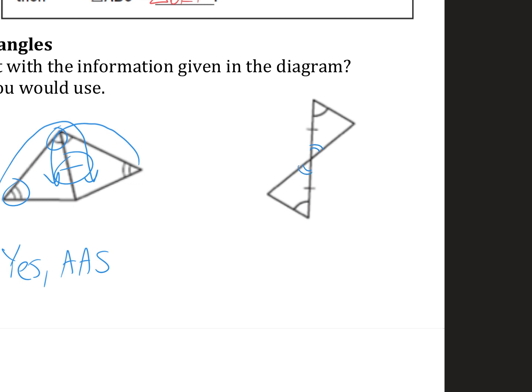So if we go around the triangle, you can see we have angle, side, angle, right? The side is between the two angles. This one's going to be yes. And we have angle, side, angle. Okay? That's why they're congruent.